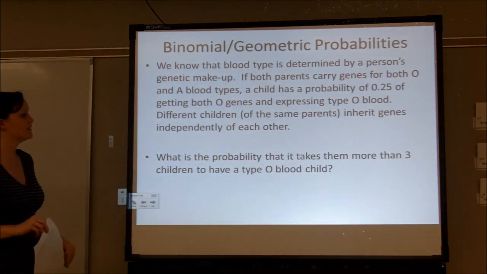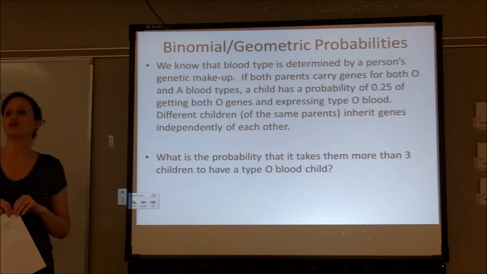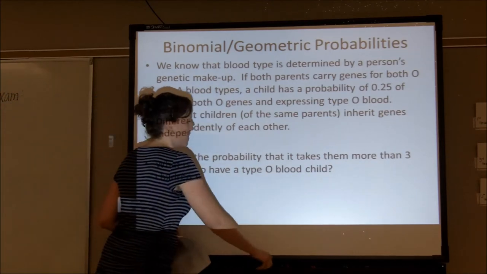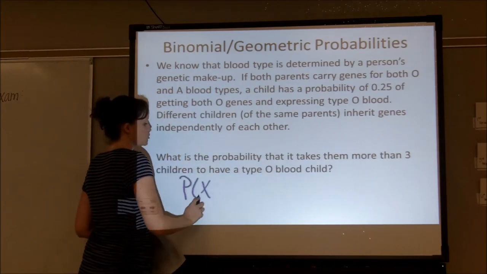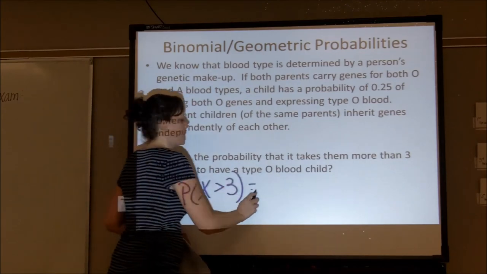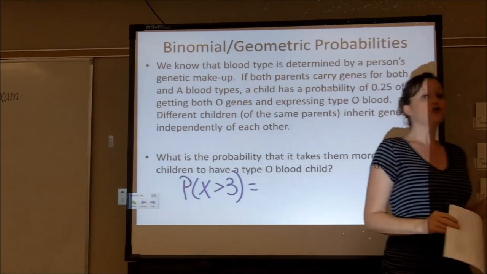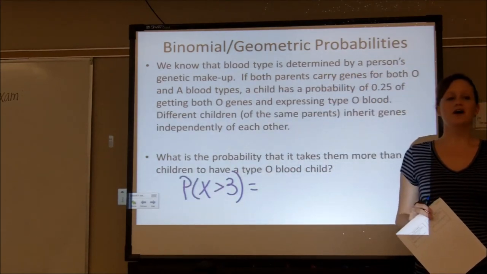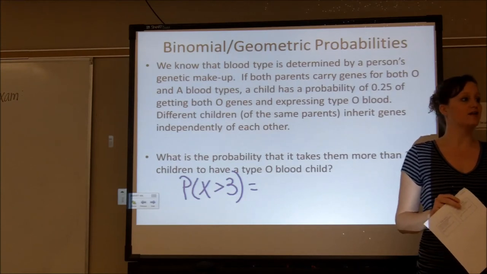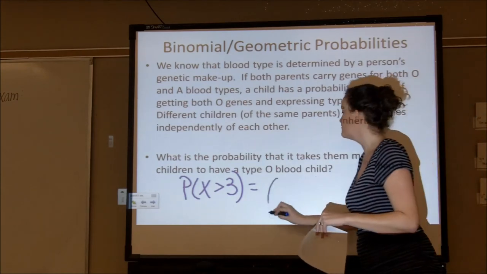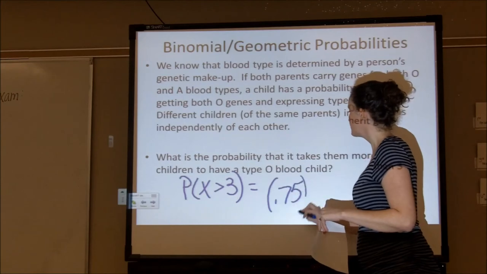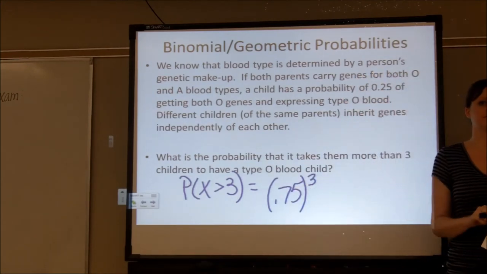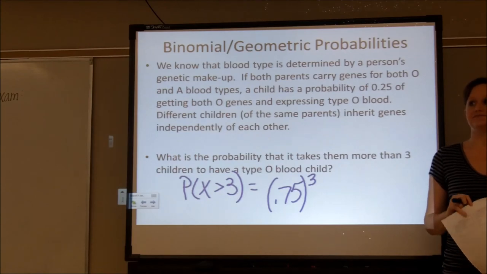What is the probability that it takes them more than 3 children to have a type O child? So this is x greater than 3. I don't know when my first success happens. How many failures do I know for sure that I have, Michaela? I know for sure I have 3 failures. Do I know what happens after that? Done. That's it. Okay?